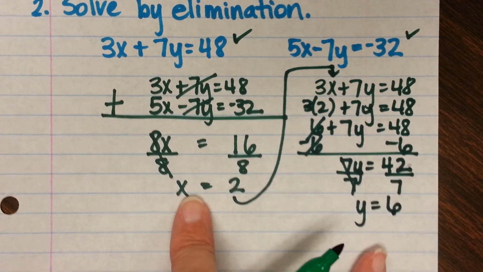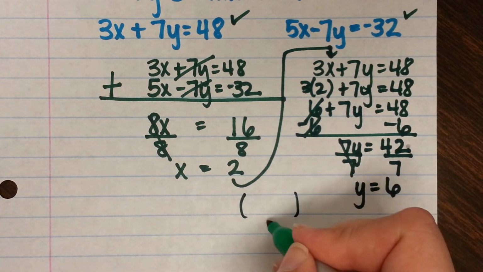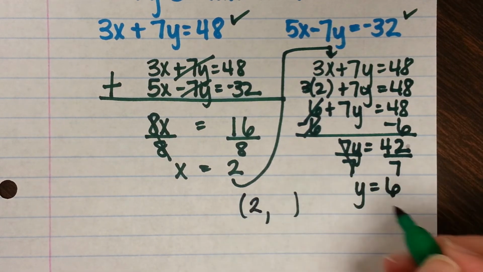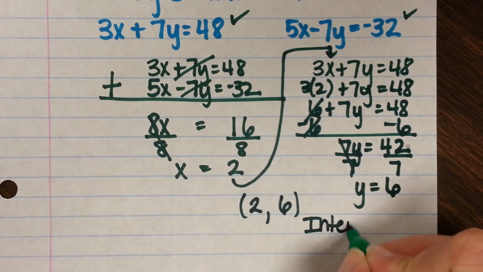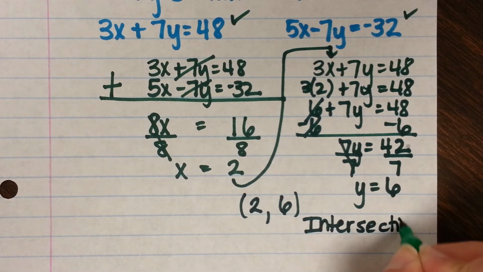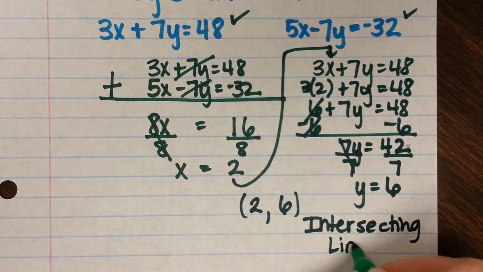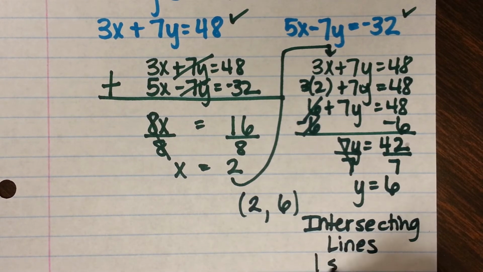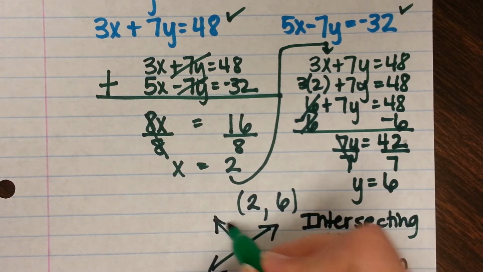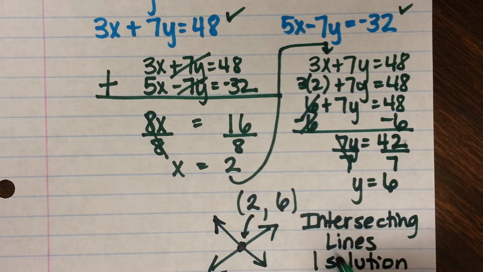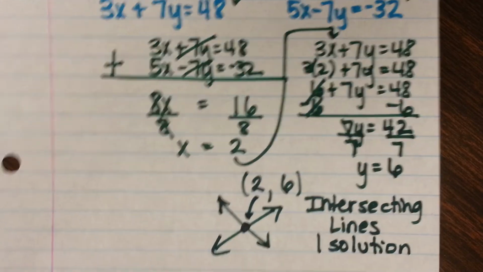This gives us an x and a y, which means we have an ordered pair. Our ordered pair is 2, 6. That means the type of lines we had were intersecting lines. We had one solution. So wherever those two lines were, something that looked like that, their intersection point was 2, 6.